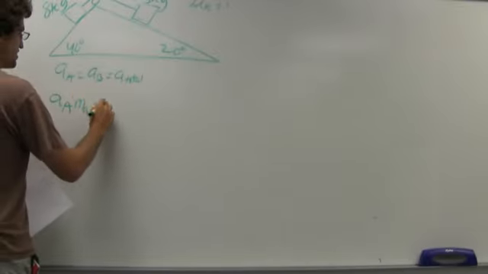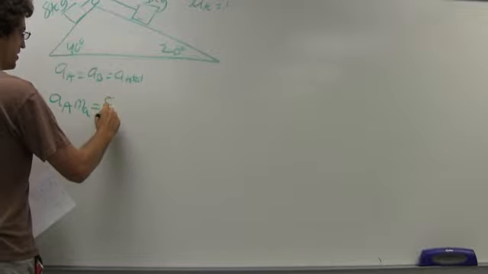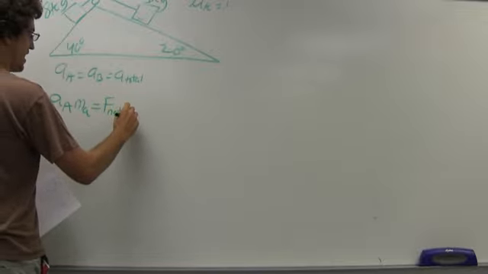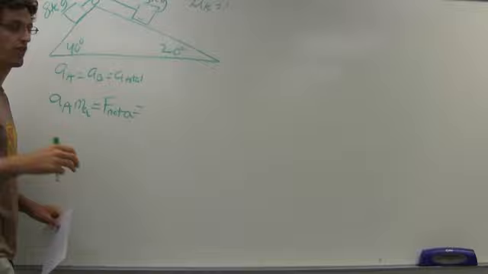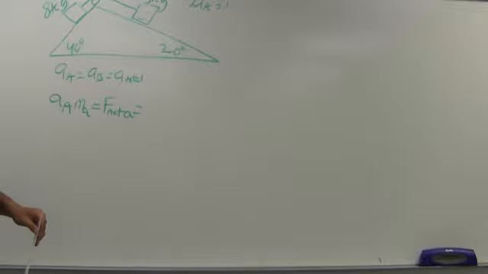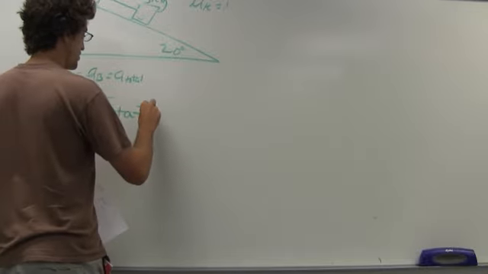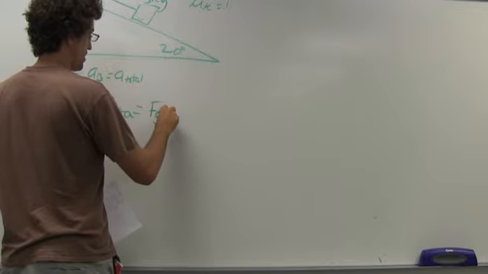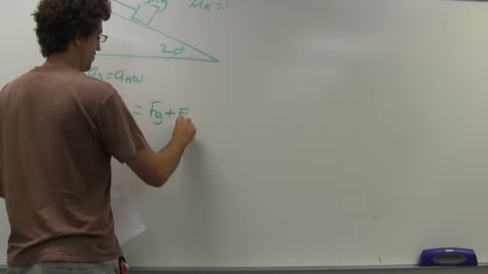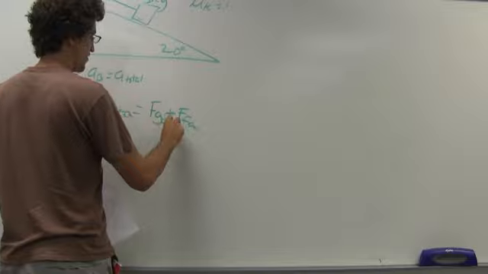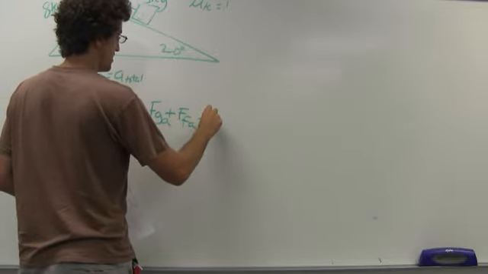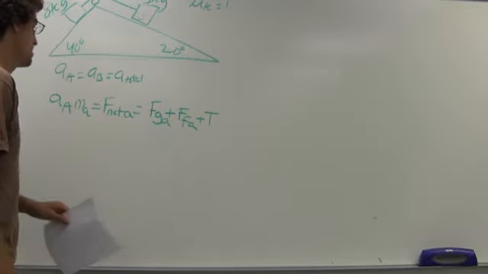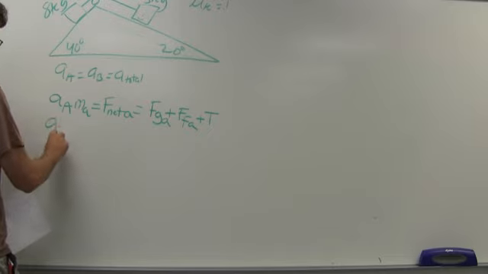Now, we also need to know that the acceleration of A times the mass of A is going to equal F net A, which is going to be equal to 3 forces. Those 3 forces are F gravity, plus friction of A, so F gravity, F friction of A, plus tension. Same thing with B.